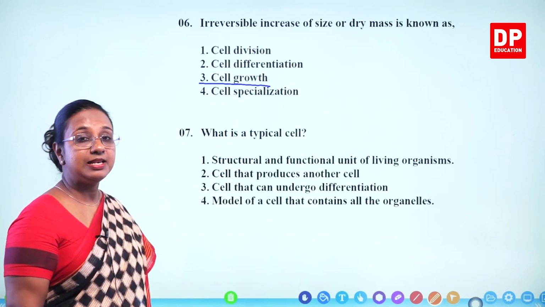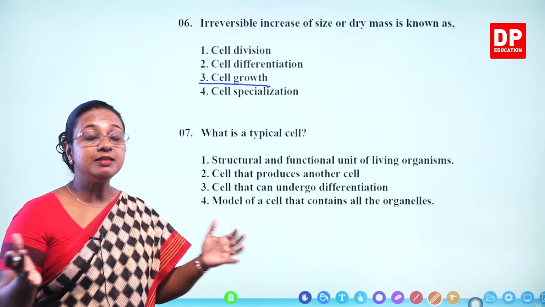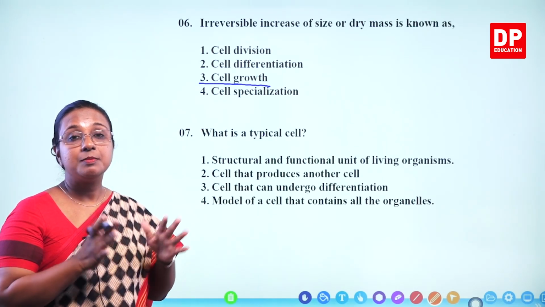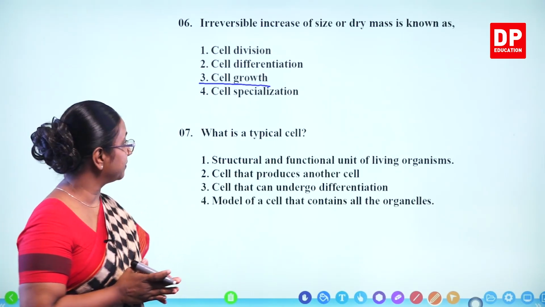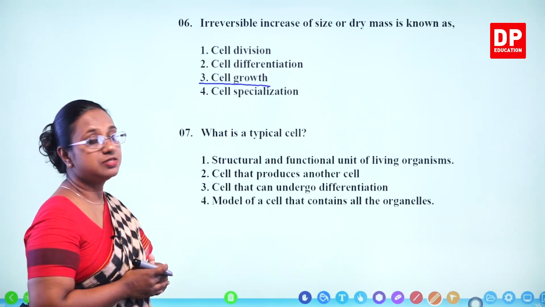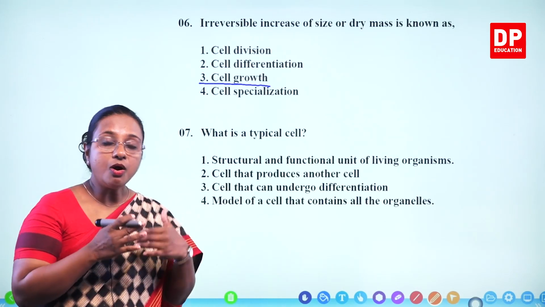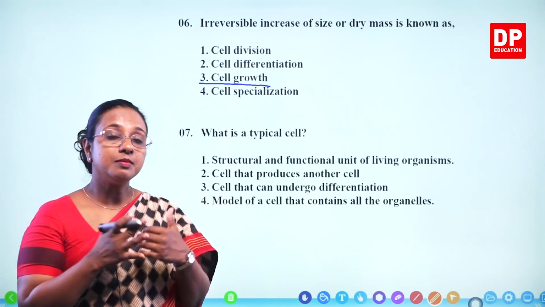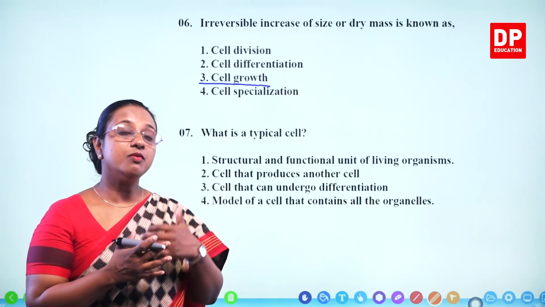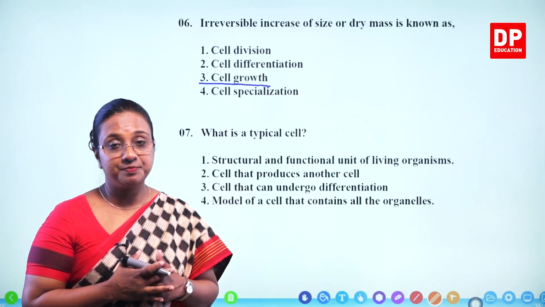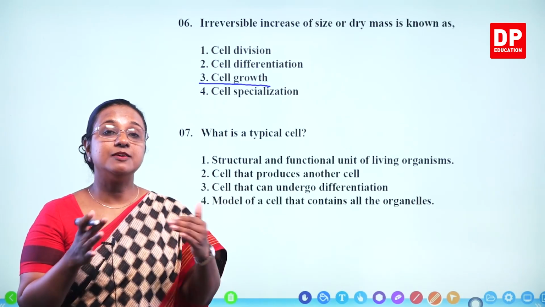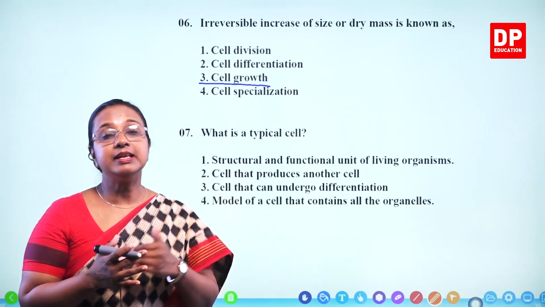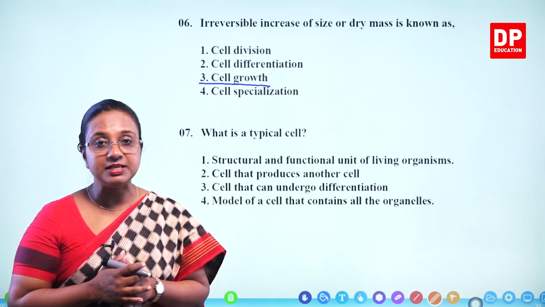You know what cell division is. Increasing the number of cells by the division of the nucleus and then the cytoplasm. Cell differentiation. All the cells are produced from one basic cell. That is the zygote that is produced by the fusion of egg and sperm. Those are the gamete cells.